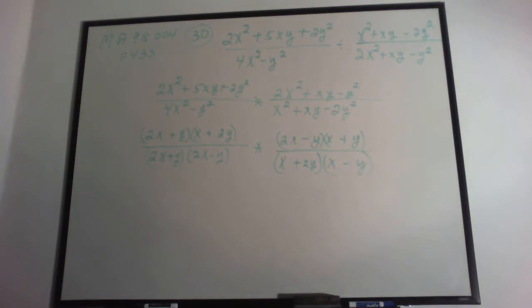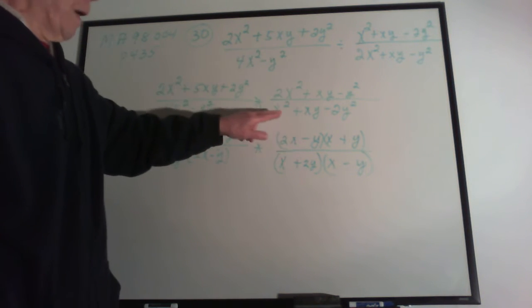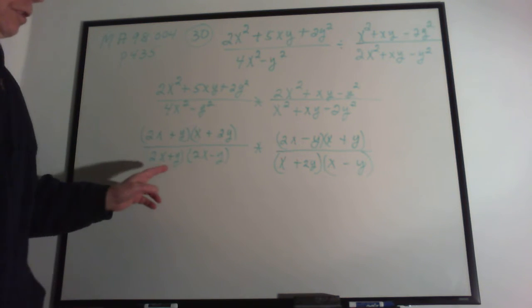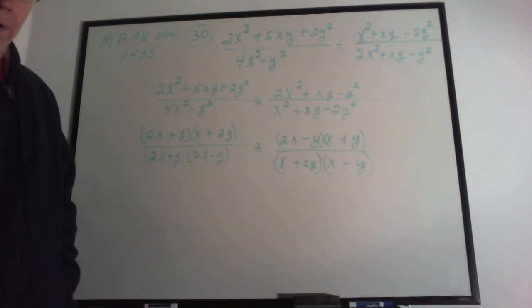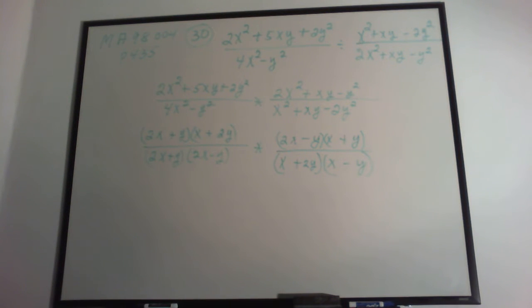Okay, page 435, number 30. Notice it's a division problem, so you have to invert the divisor. Now you want to factor numerators and denominators. So I want you to pause the video. I want you to cancel what you can cancel and try to solve the problem. So pause the video.